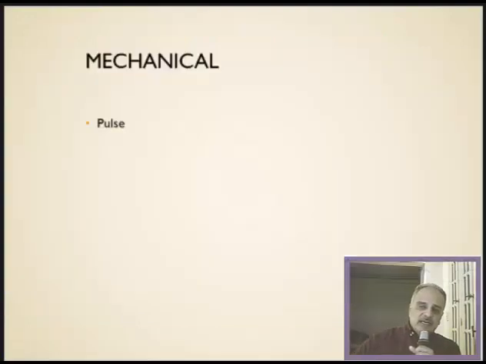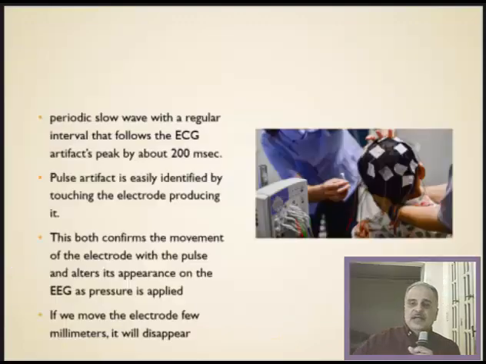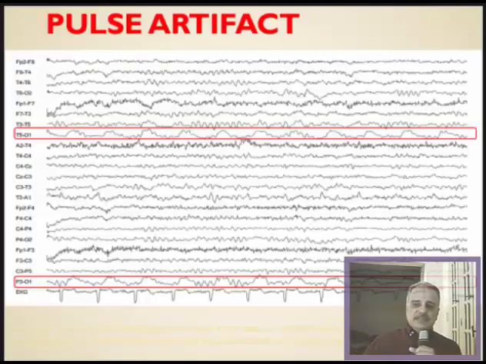Then we have mechanical artifacts, starting with the pulse artifact, in which there is displacement of the electrode by the underlying artery. They appear as slow waves simultaneous to the QRS of the EKG. If you move the electrode slightly to the right or to the left, they disappear. This is an example of pulse artifact.